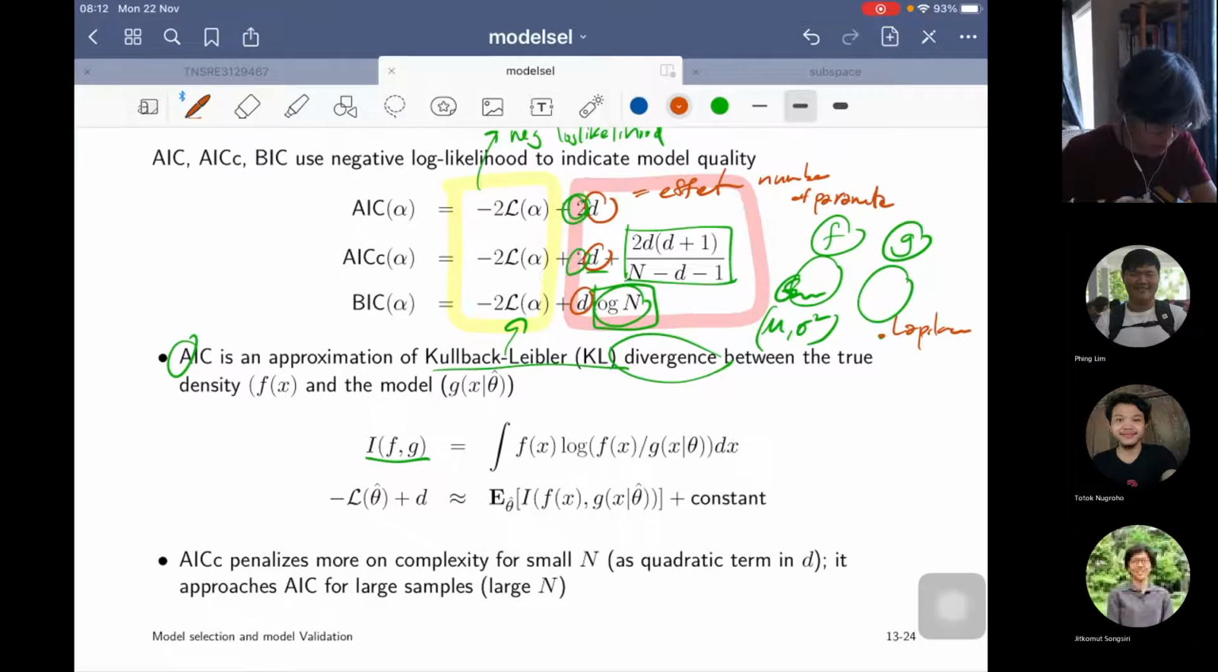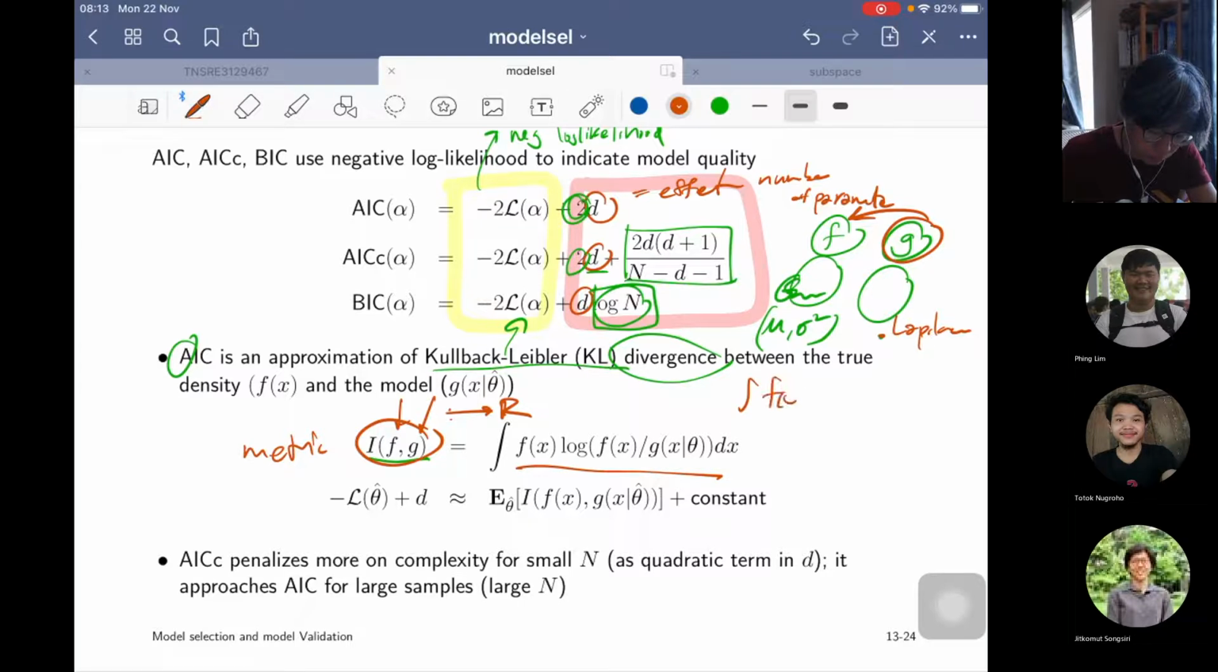So you can think of KL divergence as a metric. It is a distance function that requires two inputs, two density functions, and it returns a scalar. This scalar tells you how far the density G is from the true density, and its description is given by this formulation.